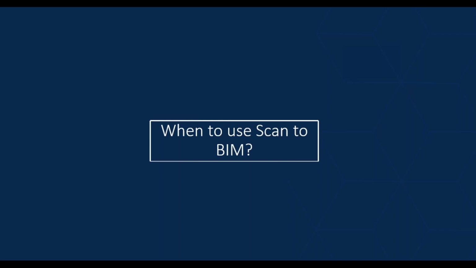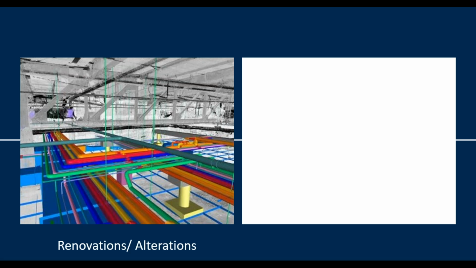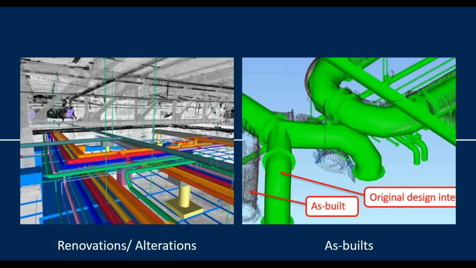When would you use the scan to BIM workflow? Right off the bat, renovations. Scan to BIM can be used to capture accurate as-built information of your existing structure, enabling efficient renovations and alterations of your project. We've also noticed that it's very handy for interior designers when they want to capture the spatial orientation of a room.